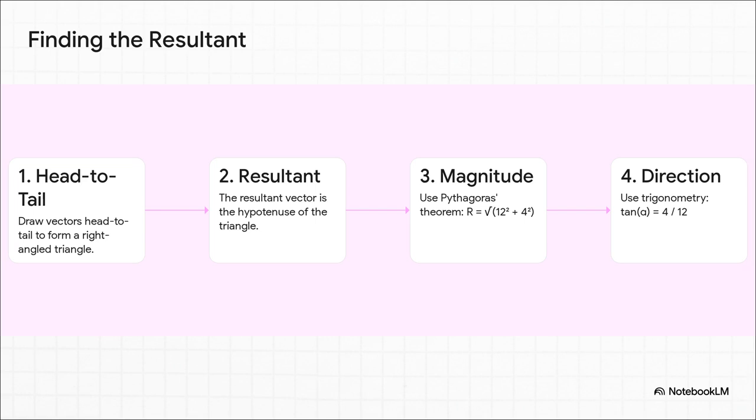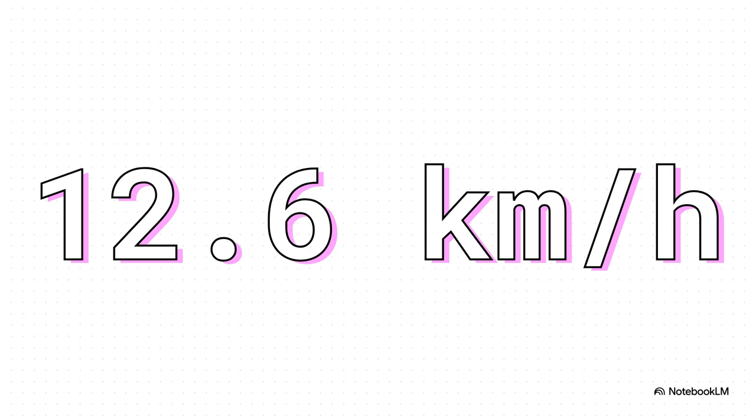Now we just need a little bit of high school math. Pythagoras' theorem will give us the actual speed, and some basic trigonometry will tell us the exact direction. So we crunch the numbers, and there it is, the ship's true velocity. It's actually moving at 12.6 kilometers per hour at an angle of 18.4 degrees east of north. By combining those two separate vectors, the engine and the current, we found the single vector that describes the ship's real motion. Pretty cool, right?